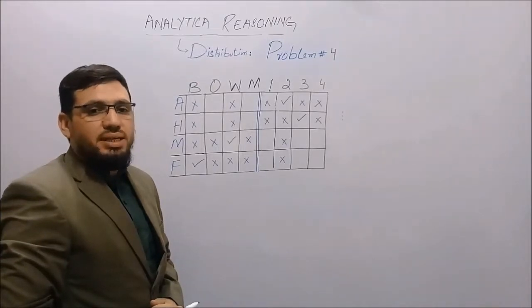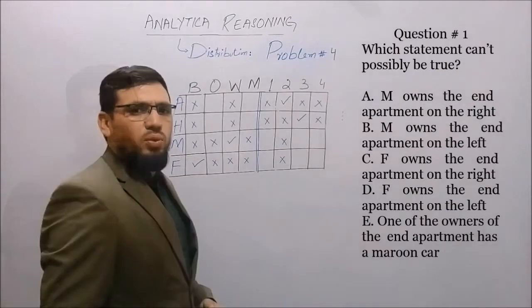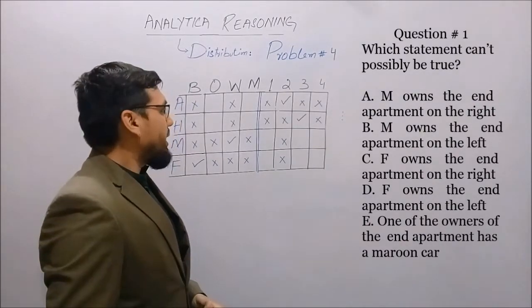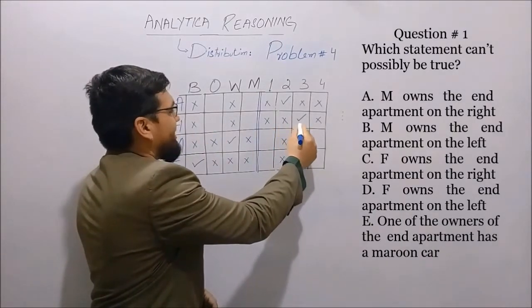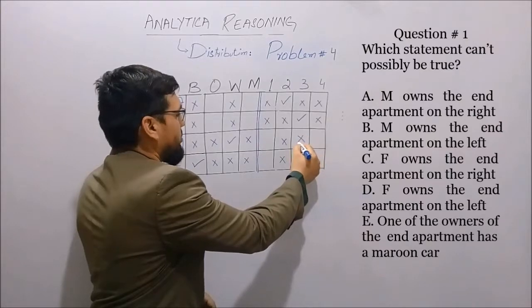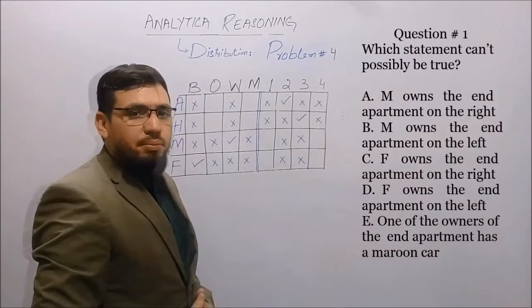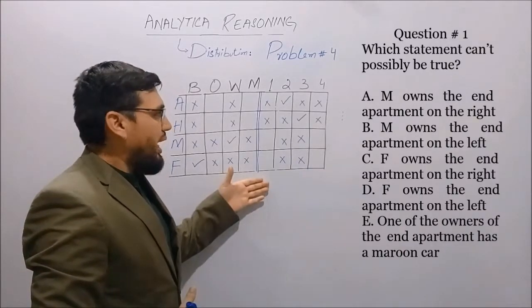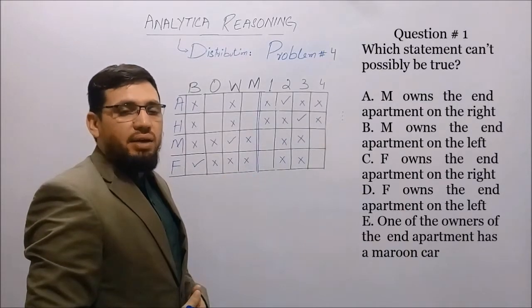The first question is: which statement cannot possibly be true? But before analyzing the options, let me tell you one more thing: the third apartment is already assigned to H. It means this apartment cannot be assigned to M and F. Now we have a clear picture of this distribution, and we can analyze each and every option we have.